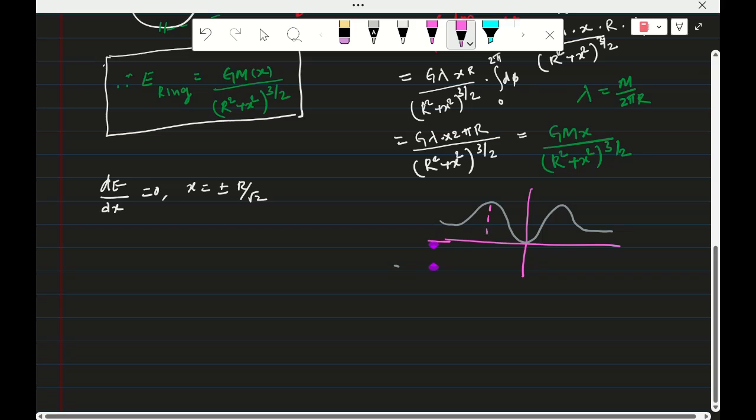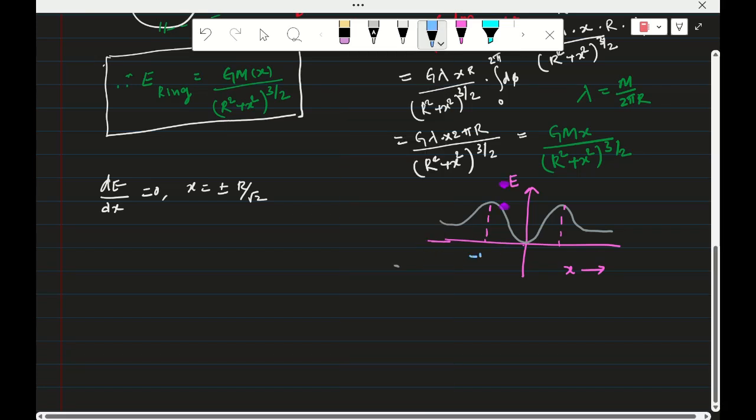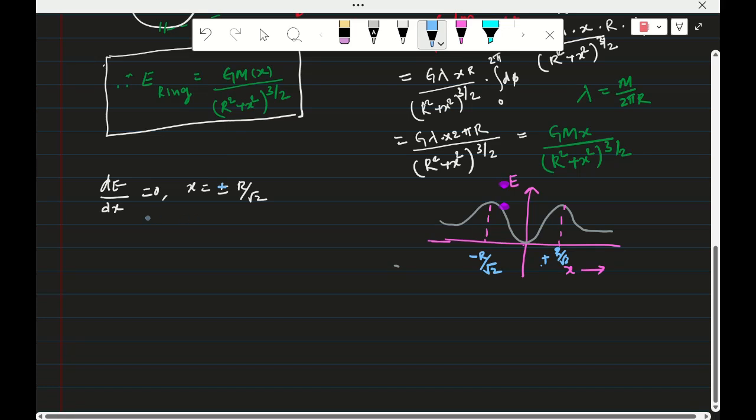So here at these points, the field is maximum. So this is the x axis, and on the y-axis the field value. So now x is equal to minus r by root 2, here plus r by root 2. So the field is maximum. So what is the maximum field? You can substitute x equal to plus or minus r by root 2 here.